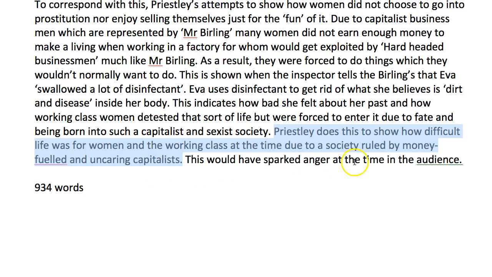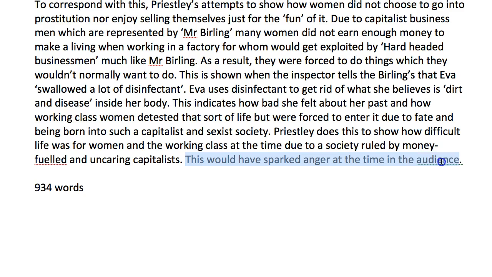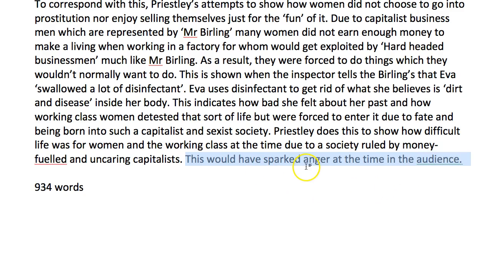This would have sparked anger at the time in the audience. It would help here if you pointed out that this was the audience in 1945 who are facing a general election with the opportunity to change the political future of the country and to give rights to women, to take them away from the uncaring capitalists and give them the offer of not equal employment to men, but an aspirational employment like men.